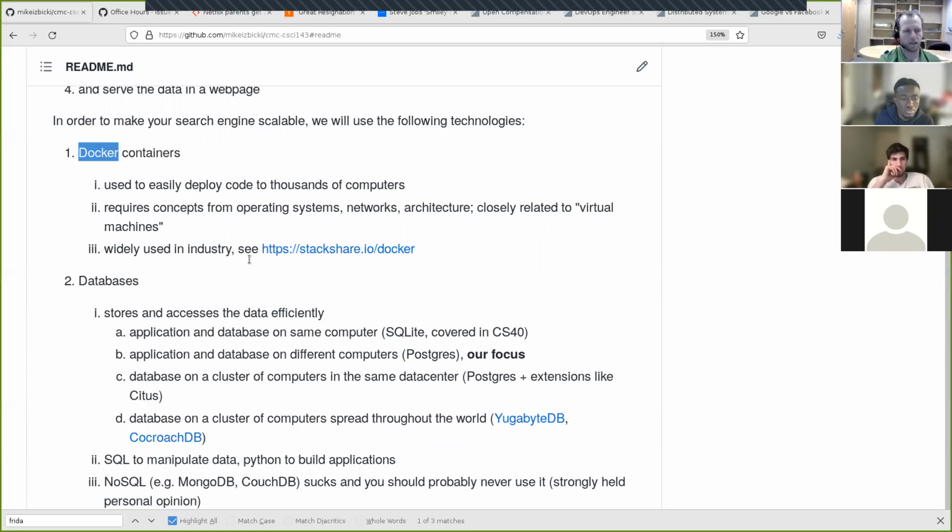Docker is a super widely used thing in industry. And there's this website called stackshare.io that you can visit, and it shows you all the companies that use Docker. And all the famous companies are using Docker under the hood. So Google, Instagram, Facebook, Uber, Netflix, all the major tech companies, and then thousands of companies that you've never heard of, all using Docker.